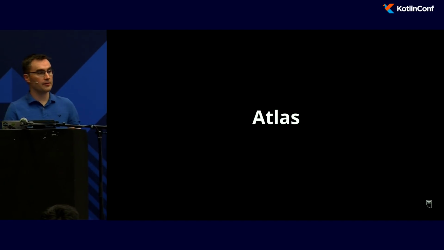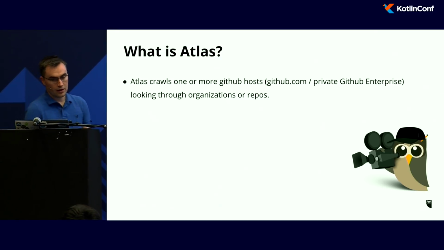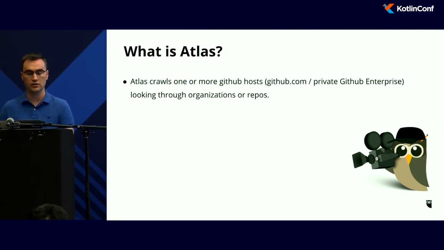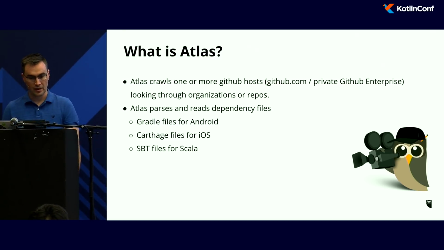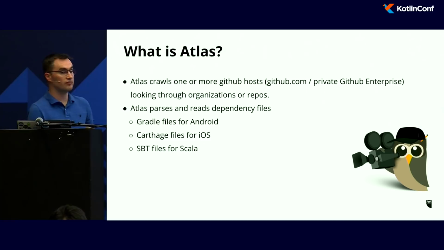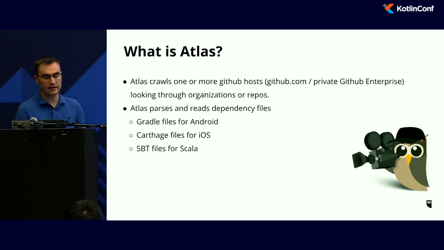So now that we've seen how we develop Android at Hootsuite, let's look at the first tool, Atlas, which helps us visualize our dependency graphs. Atlas crawls one or more GitHub hosts, github.com for public repositories, or our private GitHub Enterprise server, looking for organizations of repos or repos themselves. After it crawls through GitHub, it parses and reads dependency files. For Android, it reads your build.gradle files and other Gradle files. For Carthage on iOS, it reads iOS dependency files. And we've recently added SBT support, where it reads build.sbt files.